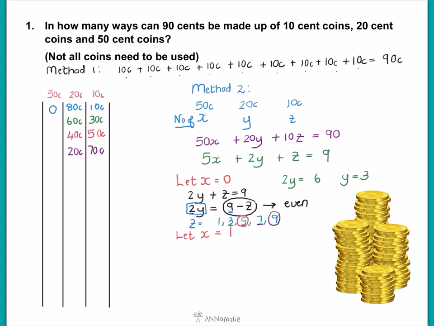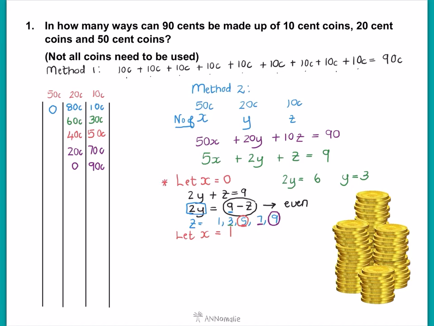If z equals 9, that will then result in 9 minus 9, which is 0, and that is then 90 cents. That will result in the 90 cents, 9 10-cent coins, and 0 20-cent coins. And it worked beautifully. That's our first scenario.